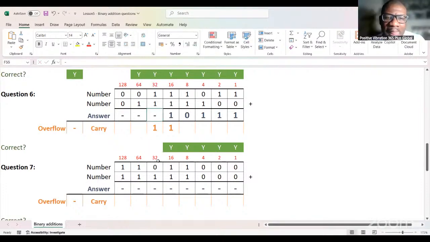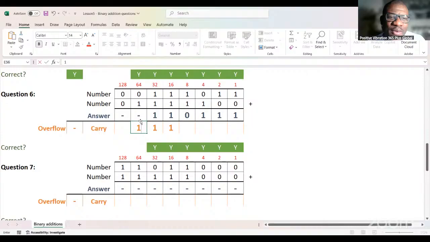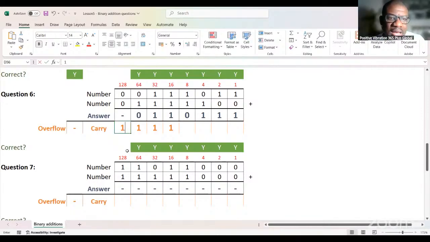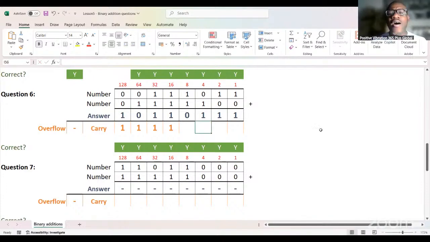What about here? Put down 1 and carry 1. Fabulous. All right. What about here? So this is 2. What do we do when it's 2? 0, carry 1. All right. And what goes here? Yes. 1. Very good. There you go.